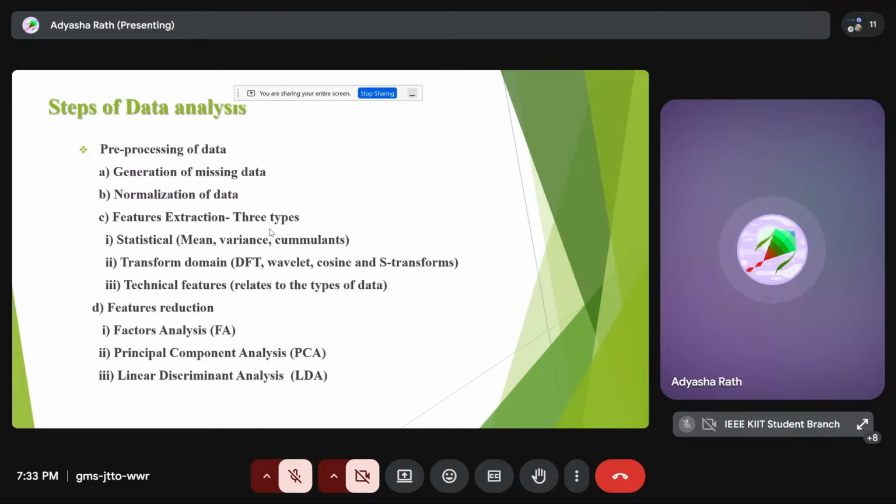Different types of normalizations are there, like min-max normalization. We have to take one data point x minus x minimum divided by x maximum minus x minimum. Another one is you have to take x minus mu, okay, mean, divided by standard deviation. That is also another type of normalization.